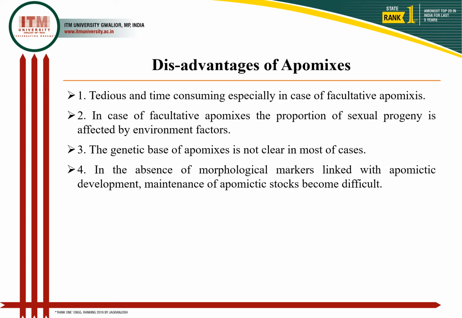There are some disadvantages also, and that is the tedious and time consuming process in case of facultative apomixis, and the proportion of sexual progeny is affected by environmental factors also. At the same time, the genetic base is not clear, and there is a complete absence of morphological markers linked to the apomictic development. So the maintenance of apomictic stock becomes very difficult.